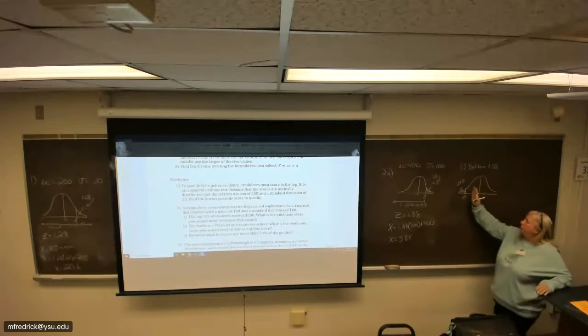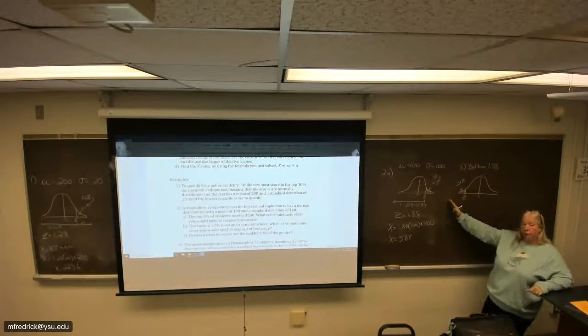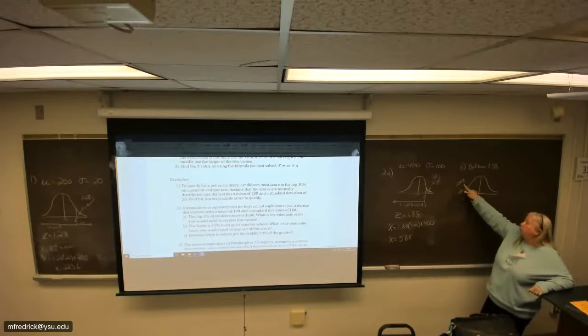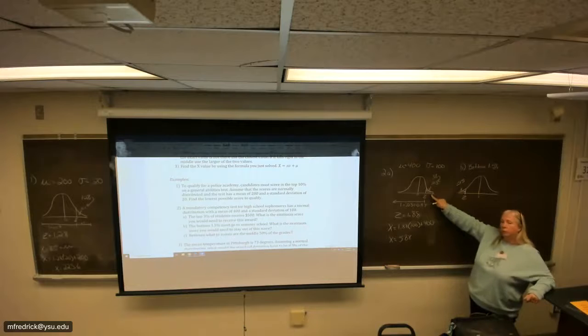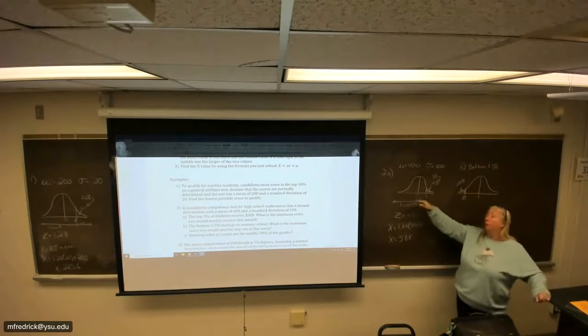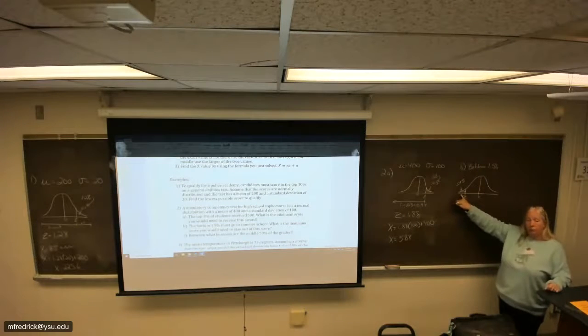Now notice that this is below our value. That's what our table uses, so you use this value. This one we subtracted from 1 because it was above. We needed below. This one's already below, so we use that 0.015.